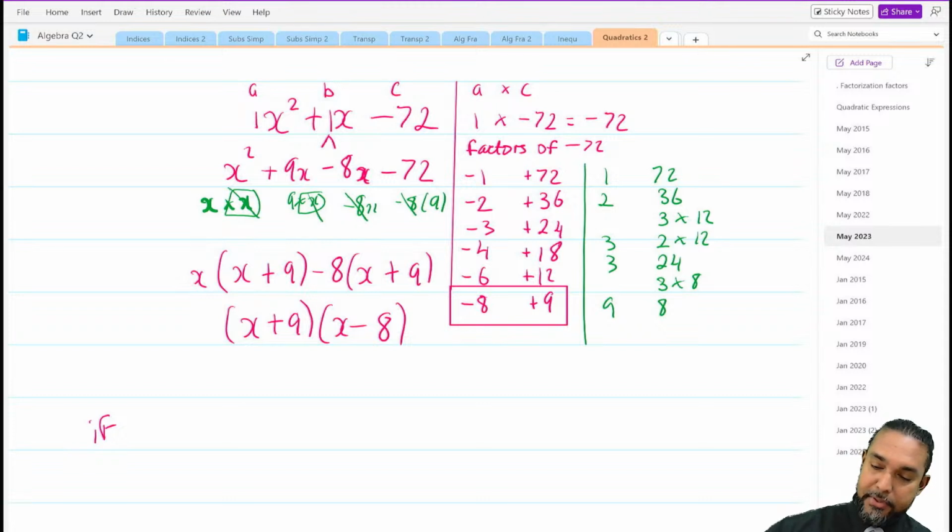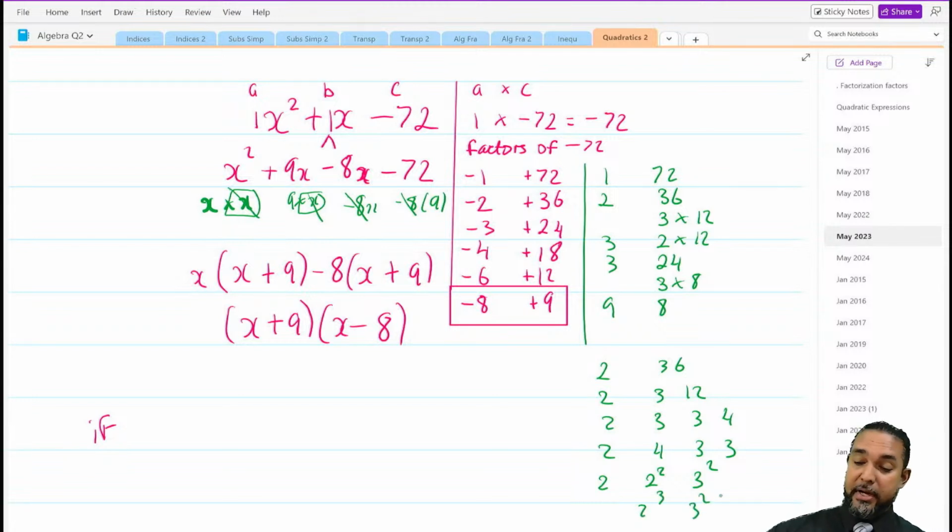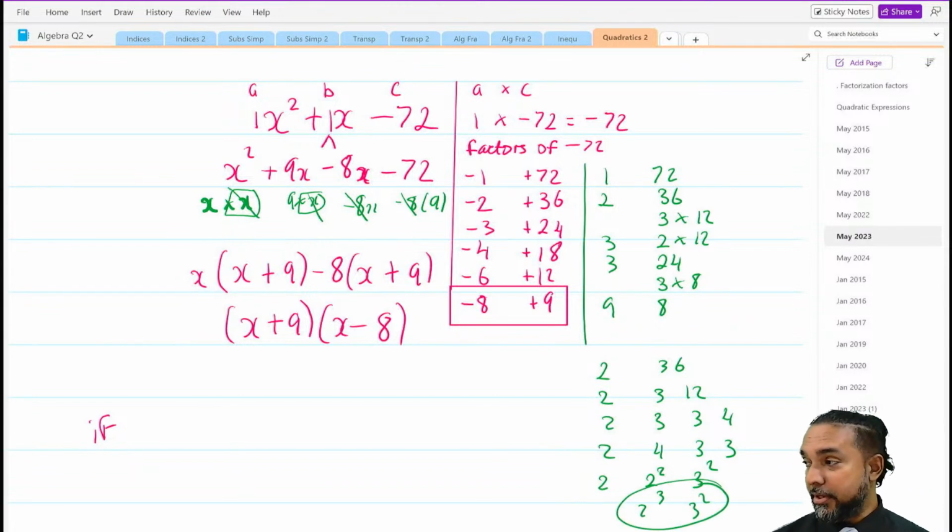But again, what I would suggest is after you pull it apart to the 2 by 36, you get 2 by 3 by 12. That's 2 by 3 by 3 by 4. But that 4 is actually 2 squared. The 3 by 3 is 3 squared. And you have 2 cubed by 3 squared. So then you have to rearrange that into different combinations to get all the factors. But long story short, I would say use your calculator.